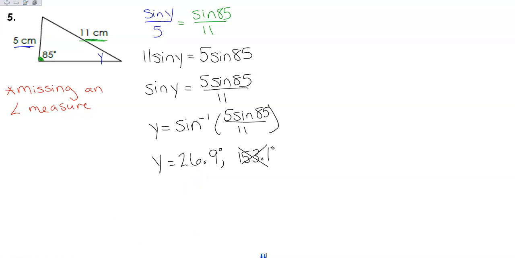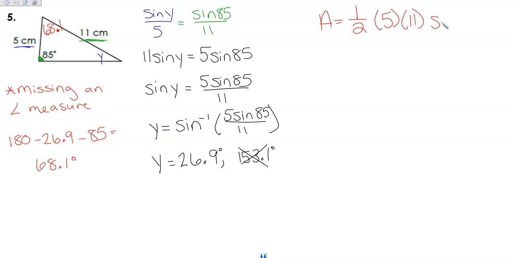Then from there, that means I can do 180 minus the 26.9 minus the 85, and that is going to get me this angle measure up here, which is going to be 68.1 degrees. So this right here will be 68.1. Now I have side angle side, and I can do my area formula. So it's going to be 1/2 times 5 times 11 times the sine of the 68.1.